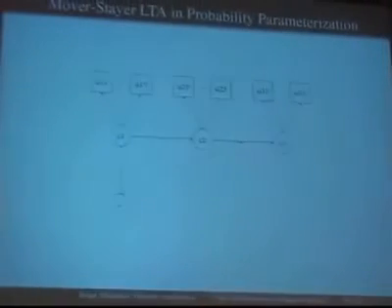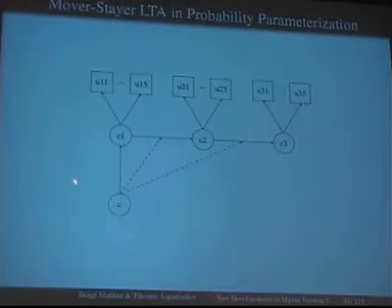How many indicators do you need per latent class variable? How many latent classes can you handle? Can you identify related to the 2 mover-stayer classes here? I think it's somewhat unknown at this time.